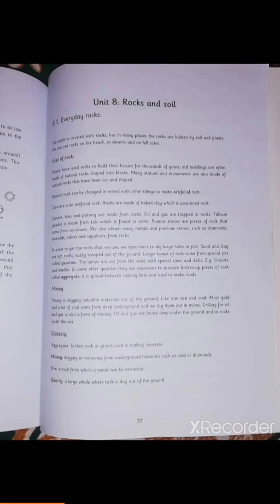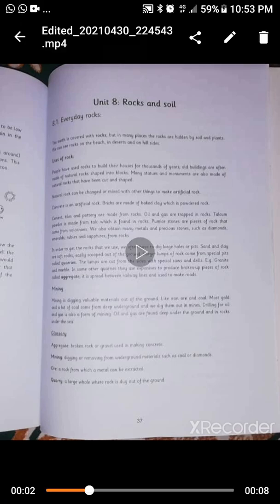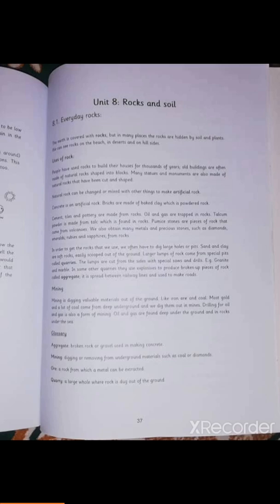Mining. Mining is digging valuable materials out of the ground, like iron and coal. Most gold and a lot of coal come from deep underground, and we dig them in mines. Drilling for oil and gas is also a form of mining. Oil and gas are found deep under the ground and in rocks under the sea.